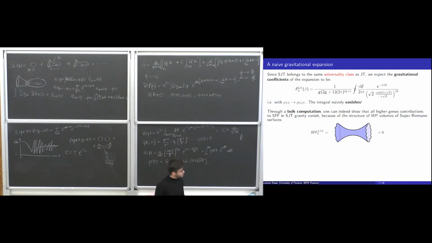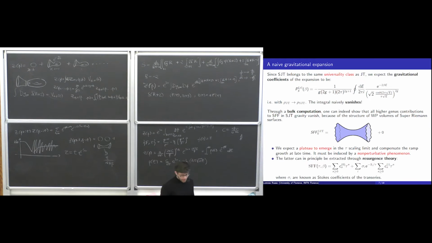Okay, and so what it actually means is that since we expect the plateau to emerge, because we know that the spectral form factor has a plateau in the tau scaling limit, it must be induced by some non-perturbative phenomenon and some non-perturbative contribution. Okay, very nice. Usually what we do is we try to extract them through some sort of resurgence theory, so that we can complement our original series with some non-perturbative contribution, obtaining a trans-series, let's say.